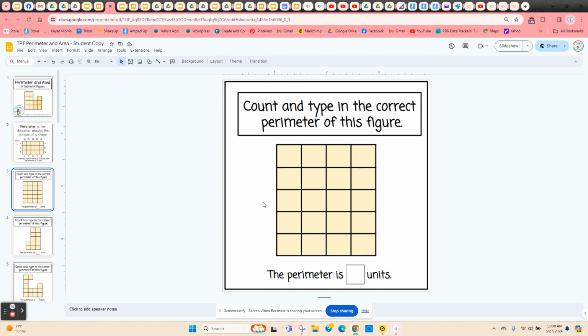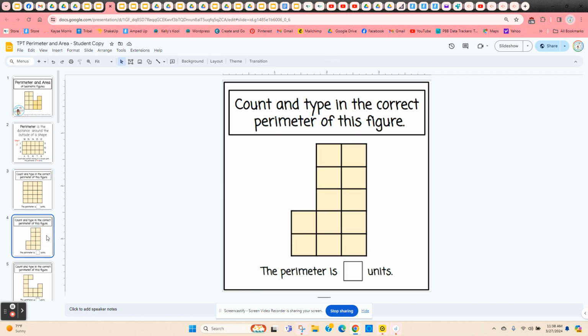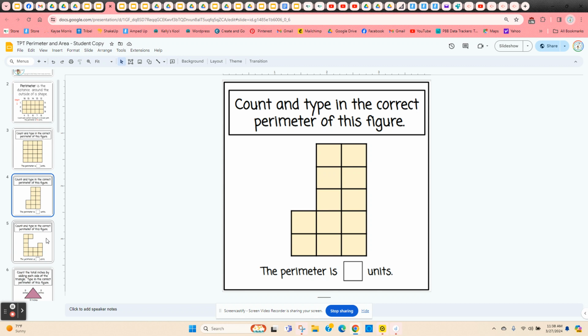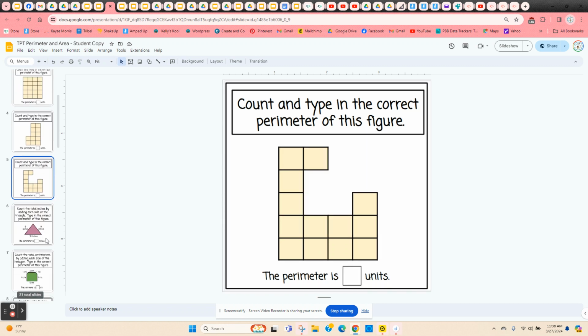The next slide, they're going to do the same thing with this rectangle. They're going to type in the number of units all the way around. And then they're given some shapes that are a little bit different. They still have to learn to count all the way around the figure.